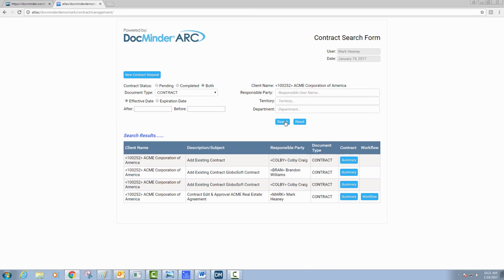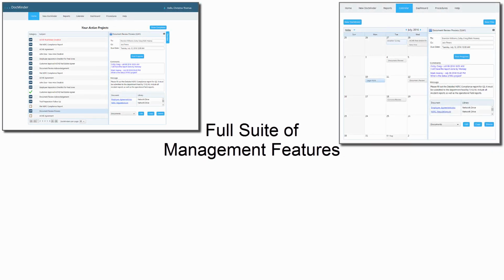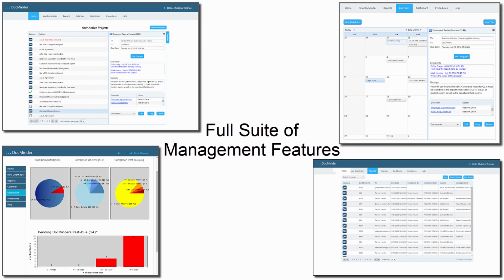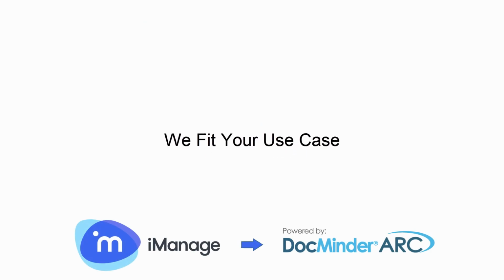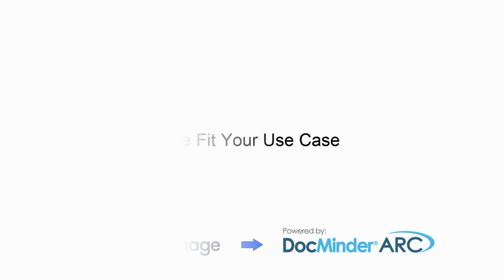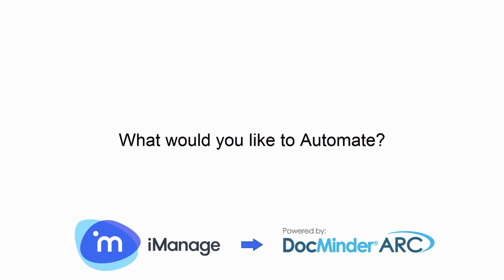What we showed today was a simple example of end-to-end contract management. All of this is supported by DocBinder's full suite of management features, including the homepage, calendar, dashboard, and reporting. This entire process can be customized to fit your unique metadata and use case. Now your process has automated workflow that is synchronized with IManage, and all your contract data is searchable in one place. DocBinder, what would you like to automate?